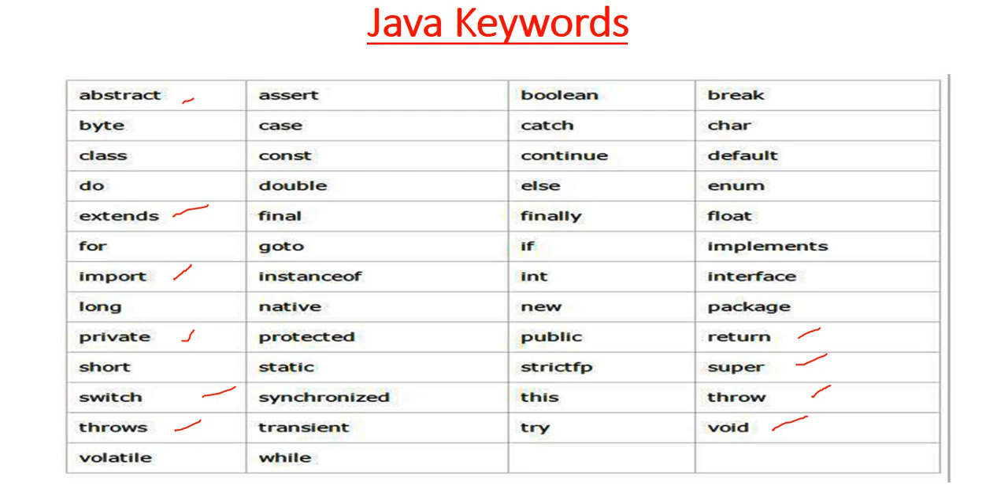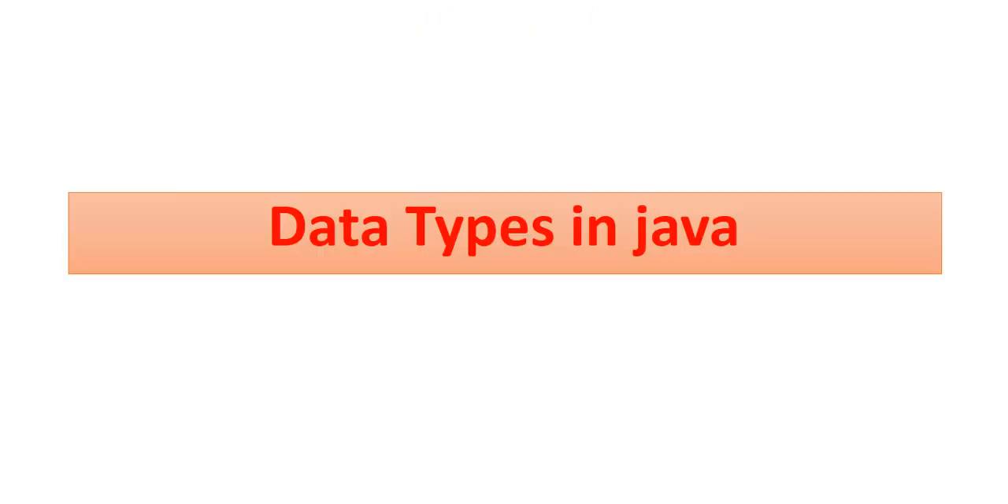So what is the importance of remembering the keywords? It becomes important whenever we are going to declare a class or a block or a method, because a keyword cannot be used as a class name or a method name. That's why it is very important to remember the keywords.